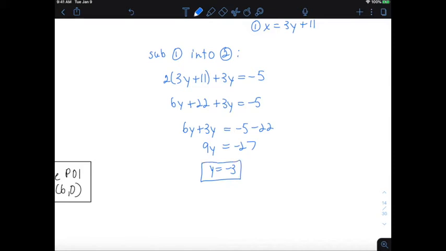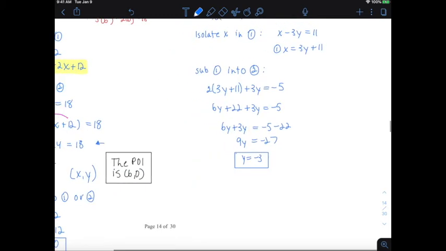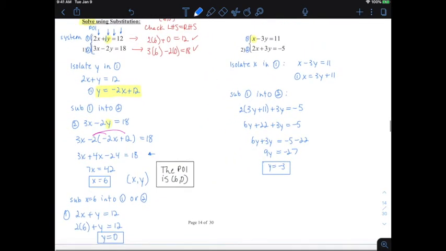Right, so now we know that y equals negative 3. I can sub this back into either 1 or 2. Let's see, so if we look at equation 1, we get x minus 3y equals 11. Let's sub in y equals negative 3. So I get x plus 9 equals 11. Therefore, x equals 2.